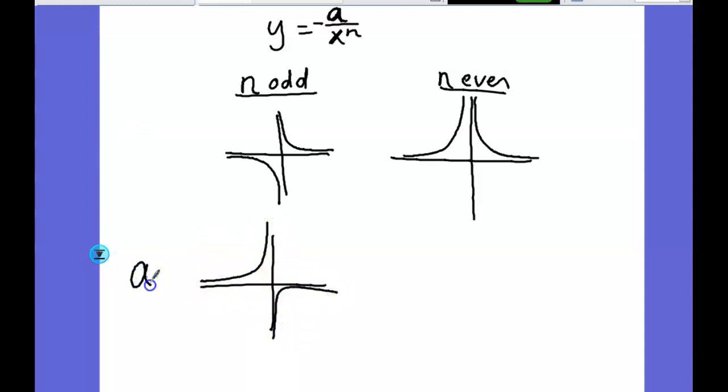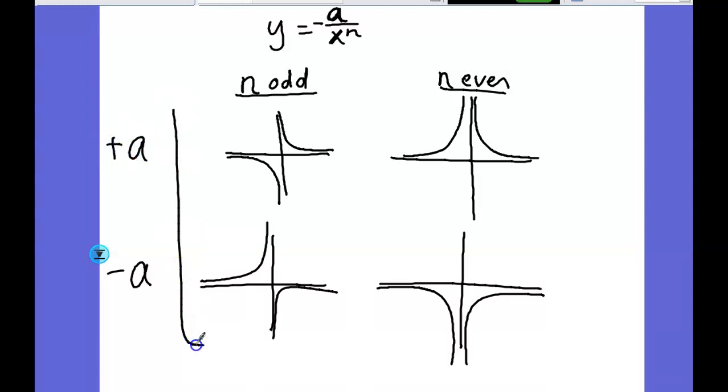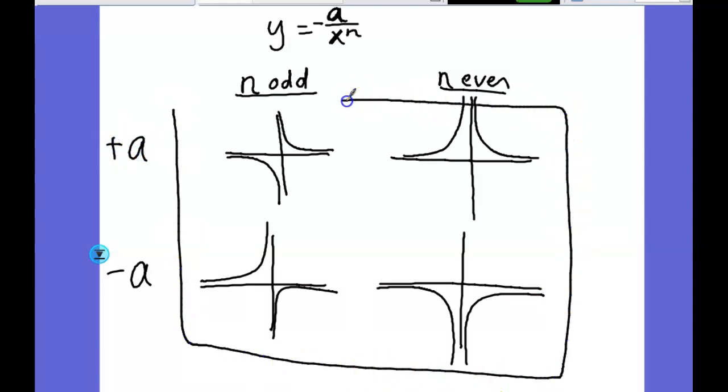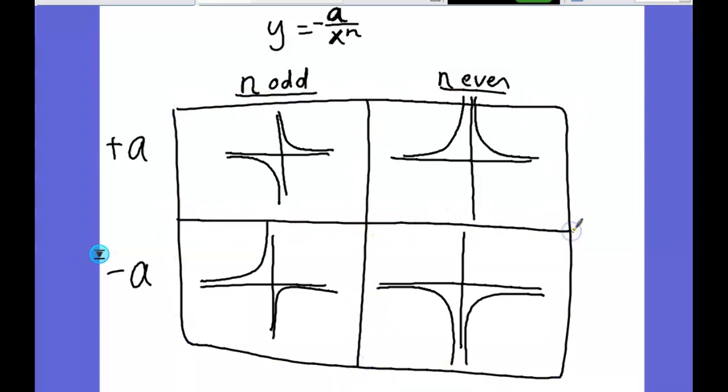That's if my a, the number on top, is negative. How about this one over here? If I flipped that one over with a negative a, what would it look like? It would look like this. So we have 4 possibilities, and it's based on 2 things. It's based on whether the power is even or odd, and whether a is positive or negative. Okay?